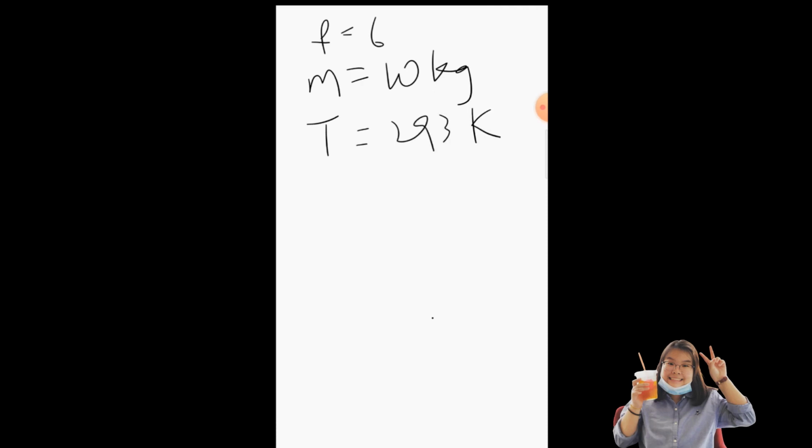The question already gives us the temperature in Kelvin, so we don't need to change anything. If the question gives us degrees Celsius, we must change to Kelvin before substituting into the equation. Given that the molar mass of carbon dioxide gas is 44, it means the capital M is 44.